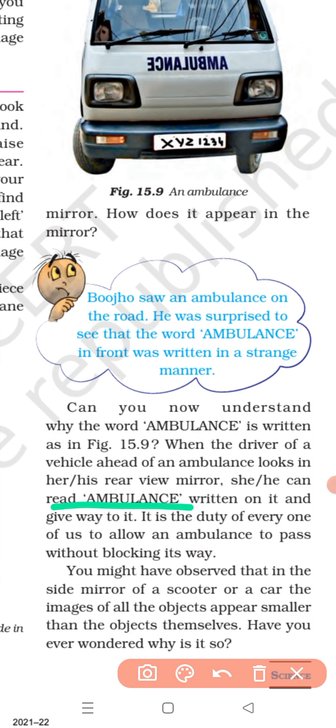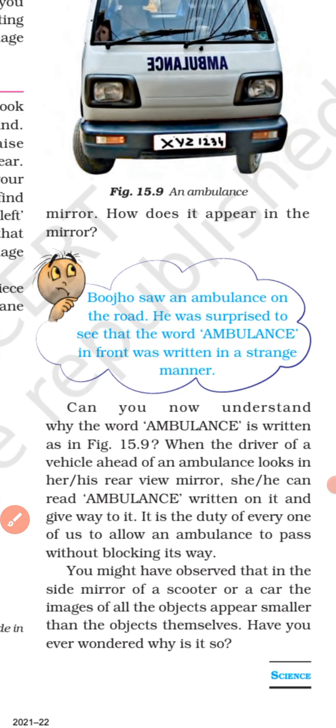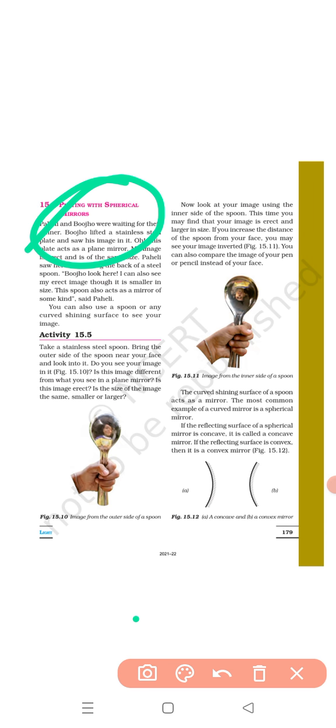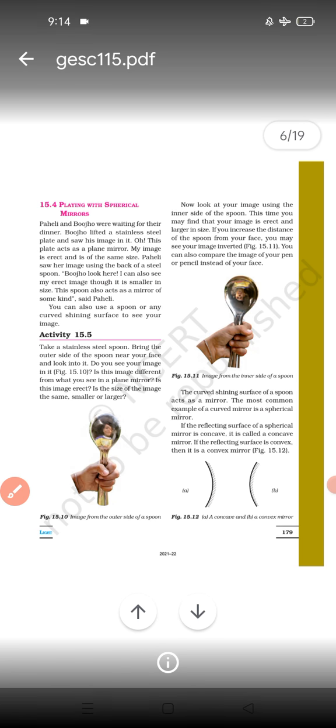So it is the duty of every one of us to allow an ambulance to pass without blocking its way. You might have observed that in the side mirror of a scooter or a car, the images of all the objects appear smaller than the objects. Have you ever wondered why it is so? This section comes under spherical mirrors, which we'll discuss in the next video.